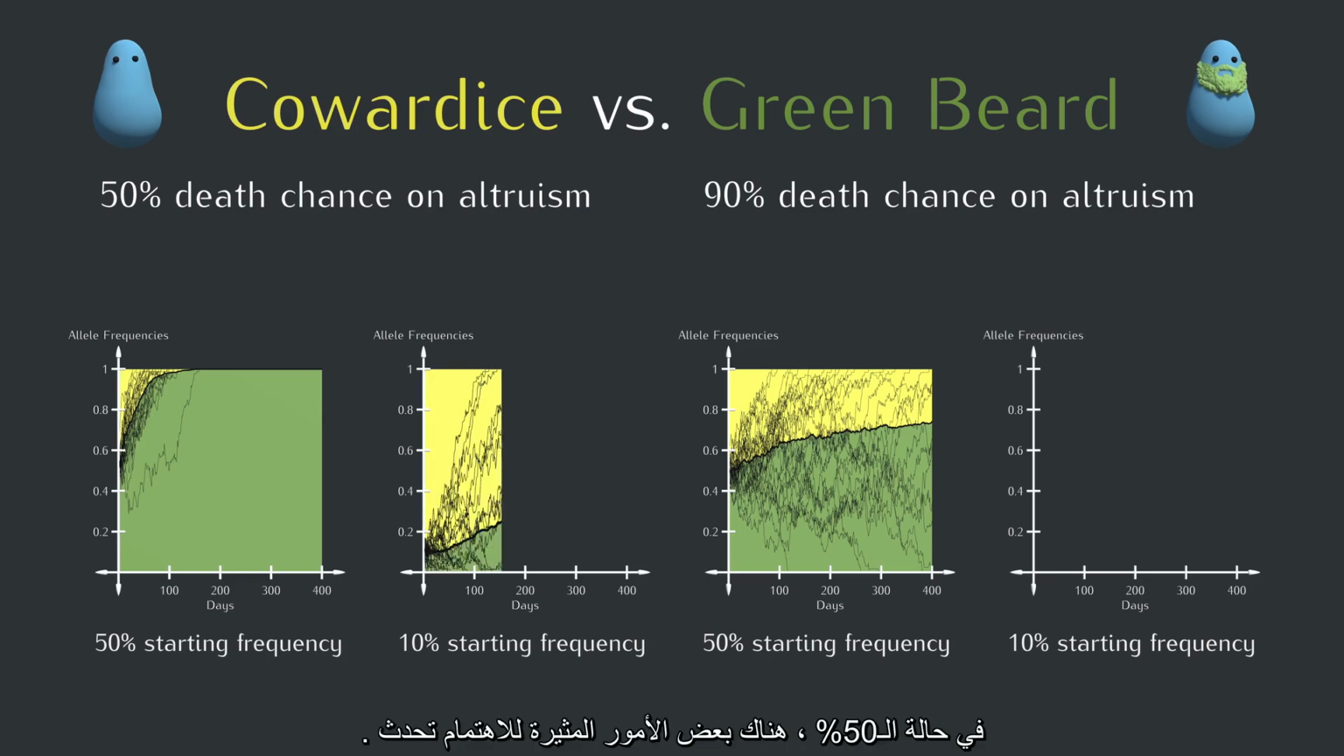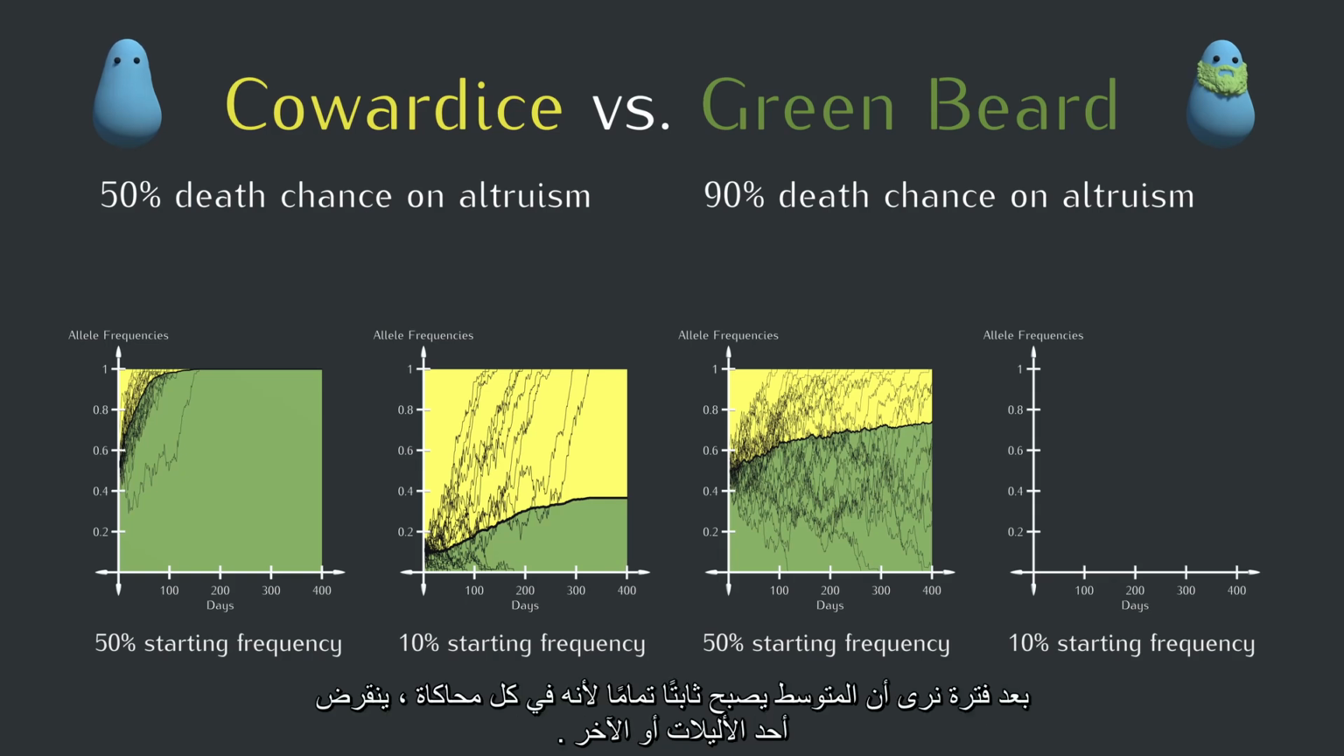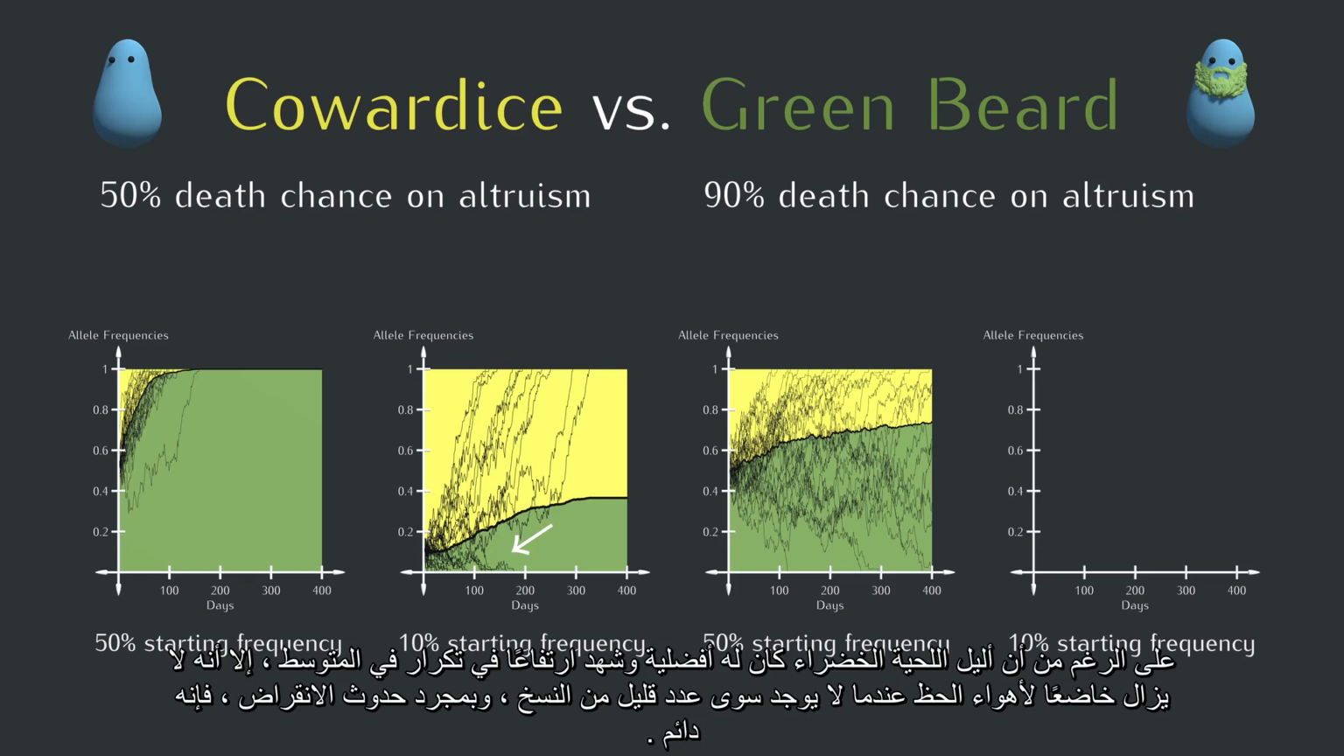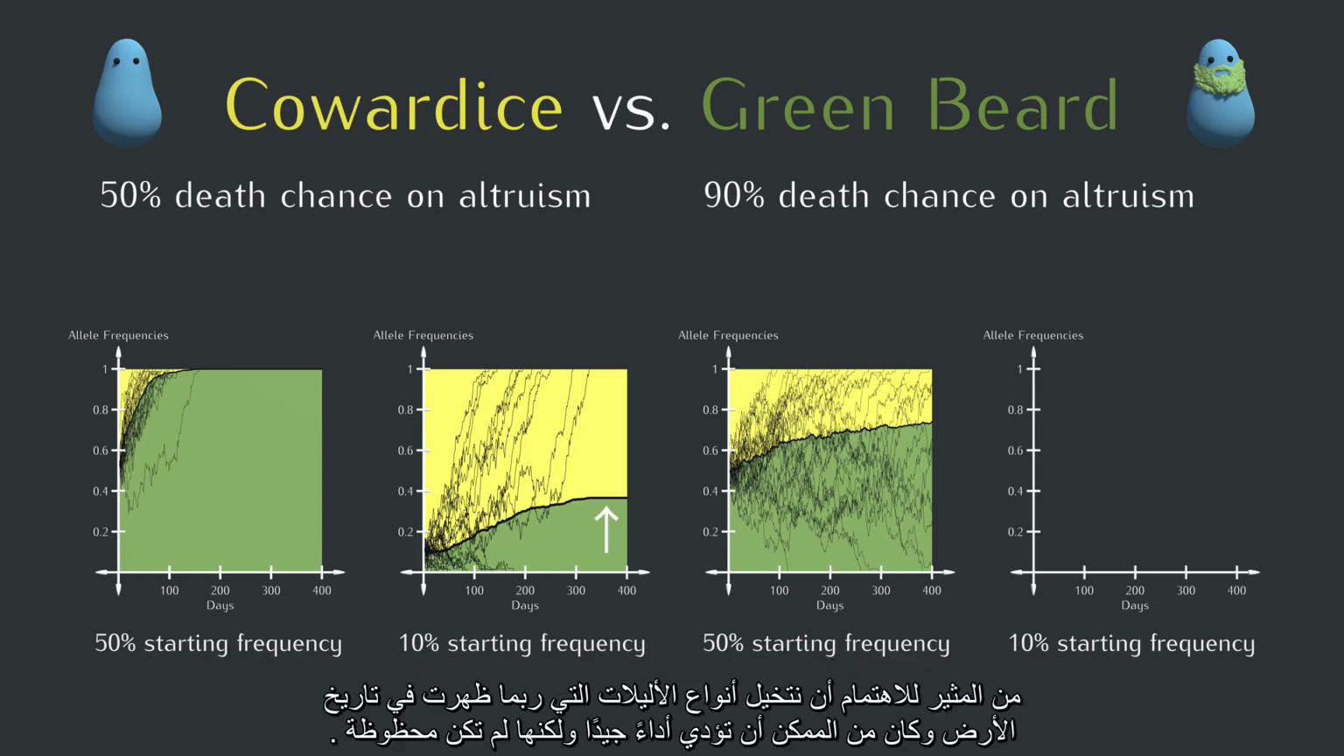In the 50% case, there are a few interesting things going on. After a while, we see that the average goes completely flat, because in every simulation, one allele or the other has gone extinct. Of the 30 runs, 11 had the green beard allele take over completely, and the other 19 had it go extinct. Even though the green beard allele had an advantage and saw its frequency rise on average, it's still subject to the whims of luck when there are only a few copies, and once extinction happens, it's permanent. It's interesting to imagine what kinds of alleles might have appeared in the history of the Earth and could have done well, but just got unlucky.